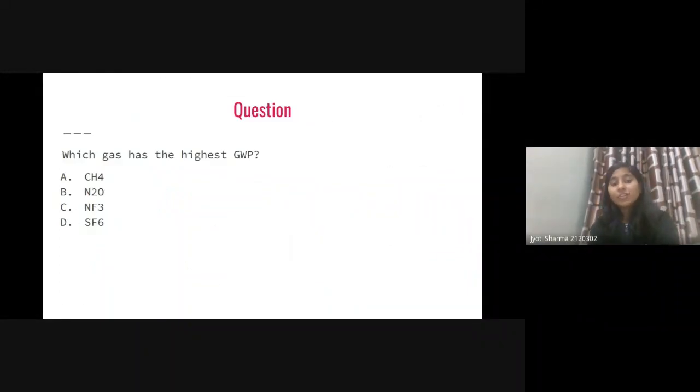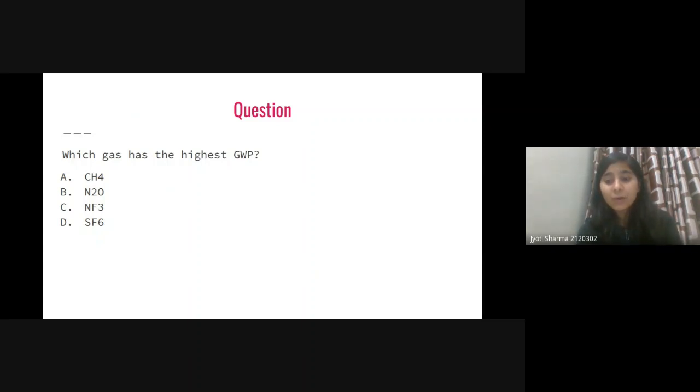Then, okay, which gas has the highest global warming potential? Which gas is the most powerful? We have the options methane, nitrous oxide, then NF3, I don't know what we will call it, and then SF6. Rashmi and Nishant gave me answer A. If you know that the global warming potential of methane is approximately 21, it means it is 21 times more powerful than carbon dioxide.